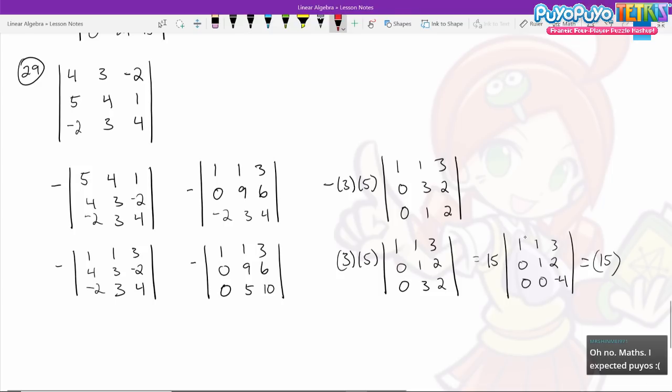So now that I have this in triangular form, I only need to multiply these three numbers to get the determinant. So here it's negative 4, right? Wait, 15 times negative 4 is this. Okay, time to look this up. I hope I didn't make a mistake anywhere. Please be negative 60. Oh, I did it right! Yes!